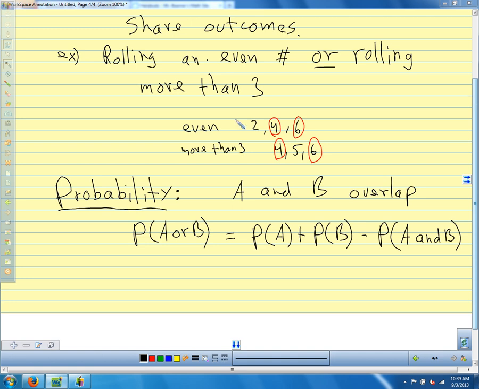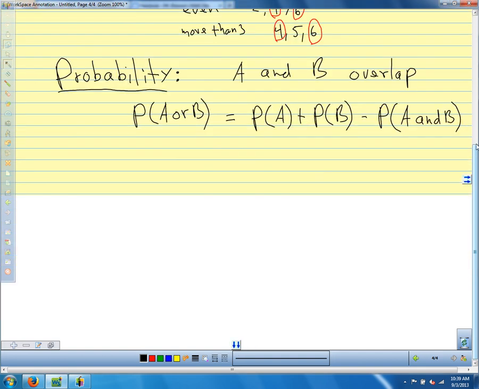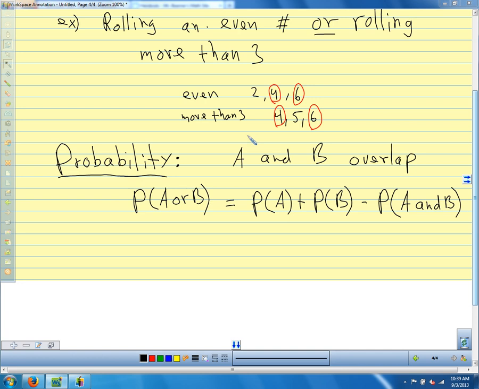So here, the 4 and 6 are counted when we calculate the probability of even, and the 4 and 6 are counted when we calculate the probability of more than 3, so we have to subtract that out. So we don't double count them. We don't want to count that probability twice. So let's finish with this example. Let's calculate this probability.